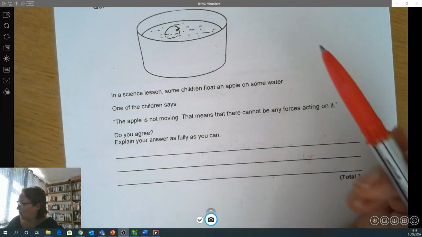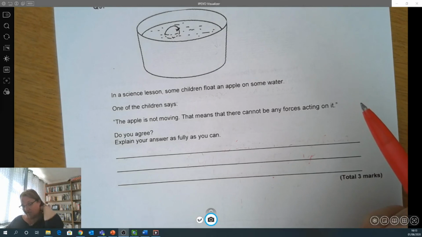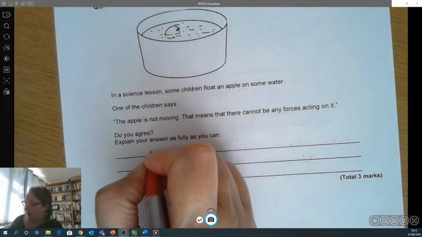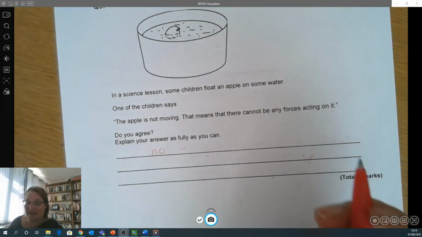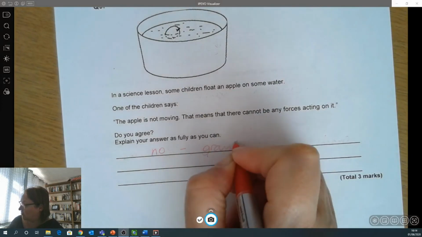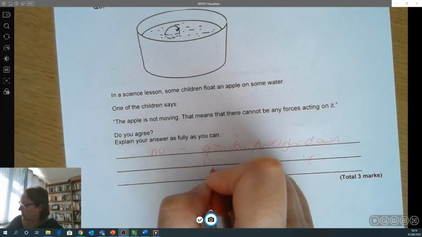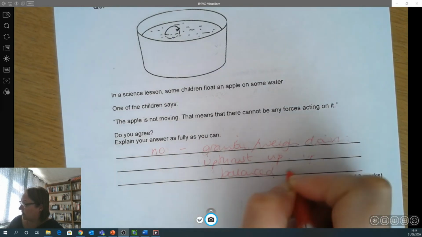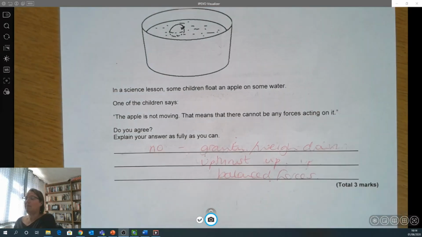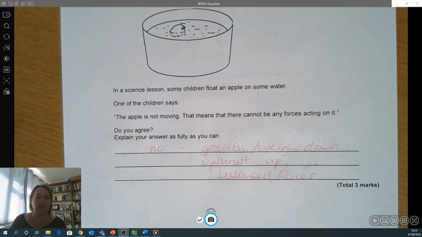An apple floating on water. The apple's not moving, so there can't be any forces acting on it. Do you agree? This is a test of Newton's first law, and this again was very poorly answered. No, it's not true. I don't get any marks for saying no, but I get marks for saying that gravity, or the weight of the apple, is acting down, upthrust from the water is acting up, and these are balanced forces. I'm always surprised that they don't insist on you saying that the forces on the apple are balanced. But anyway, they don't. They're quite happy just to say it's balanced forces there.